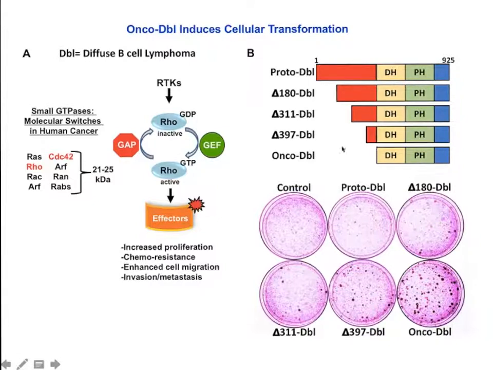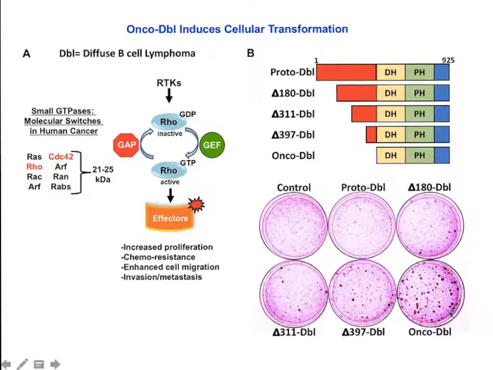However, if we express a construct of Dbl, which we refer to as OncoDbl, that's lacking this large regulatory region, now it just has the DH and PH domain, it's constitutively active, can activate the Rho family of GTPases and cause them to transform, as seen here in this lower right-hand column, the plate labeled OncoDbl. You can see the foci building up.